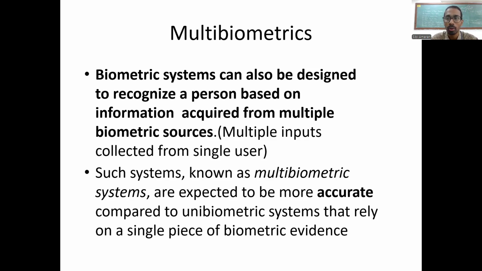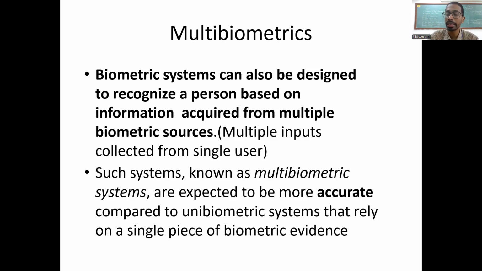The reason we use multiple biometrics is that it is more accurate. For example, if I'm using a uni-model and getting an input from my finger, for some reason there may be damage in my ridges or valleys, or some other problem. In that scenario there is no other option, because I'm using just a uni-model.